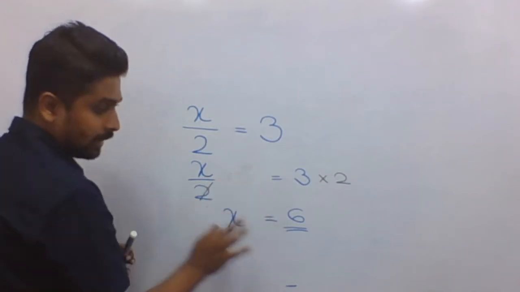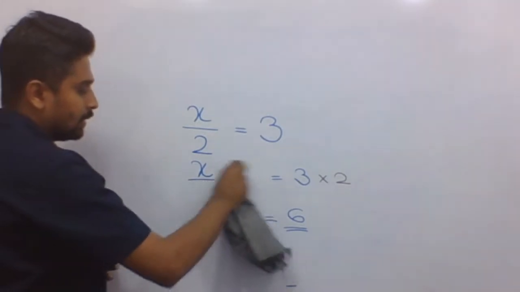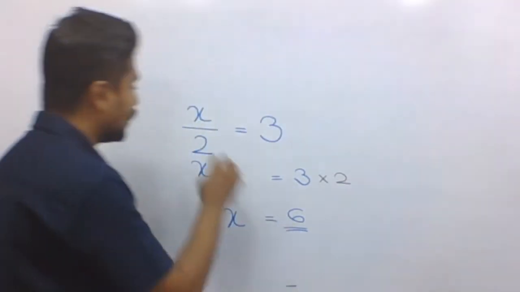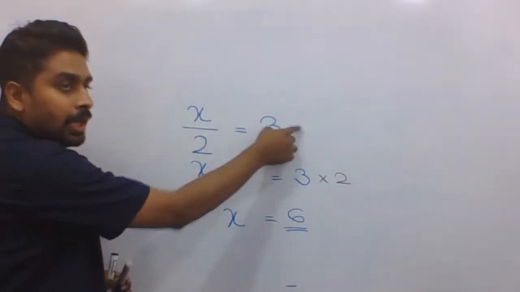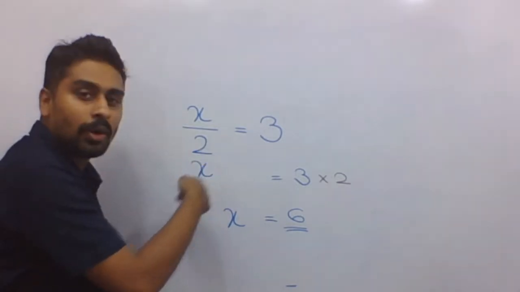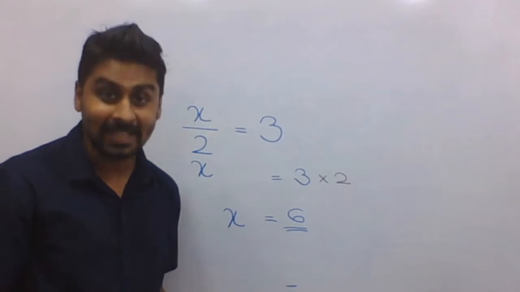You can ignore this step. I mean, or else you can keep that step. There is no need to worry. Actually, what happened? The question is x over 2 equals 3. You bring 2 to the other side as multiplication. This is useless, no? They are already cancelling. That's why x equals 3 times 2. Final answer is what? x equals 6.